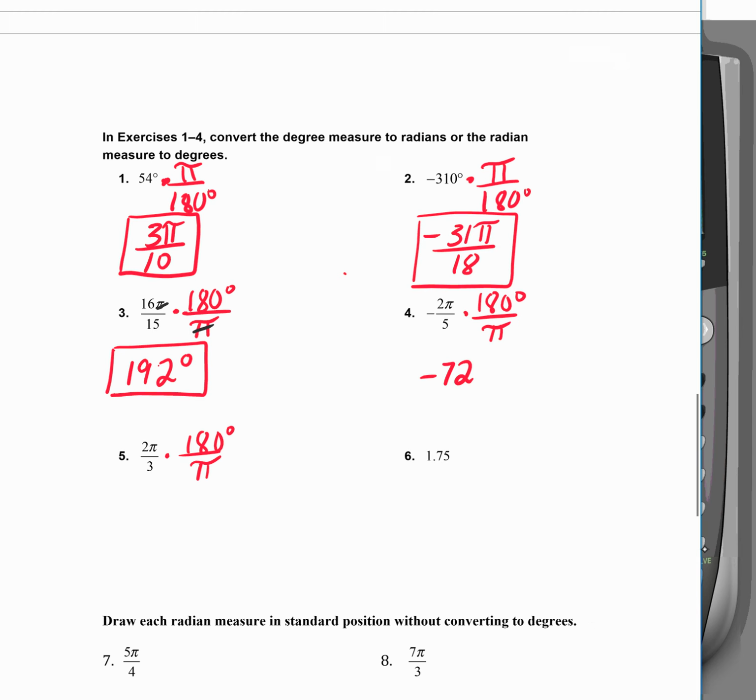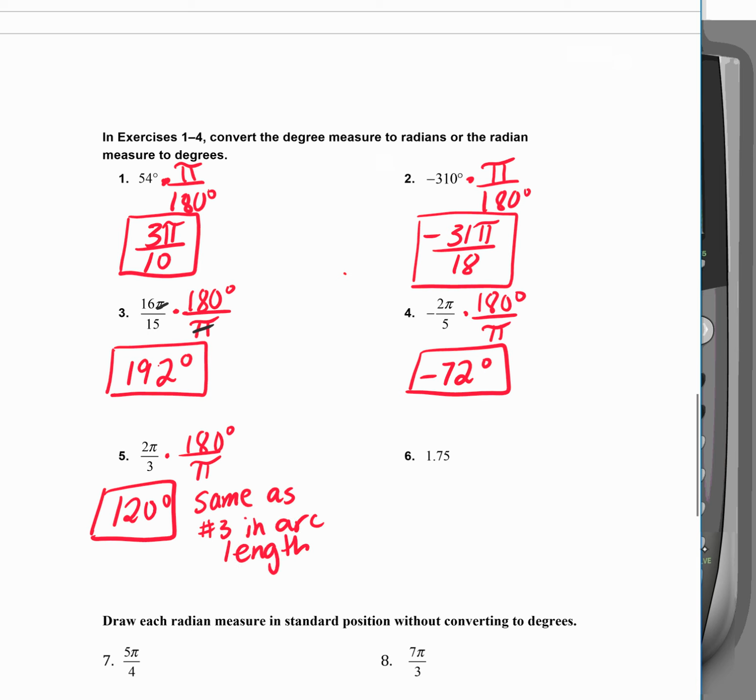This is negative 72 degrees and 120 degrees. If you look back even to the beginning of the notes here, this was the same answer that we got from number 3 when we were working on arc length earlier. So when we had the 2 pi over 3 and the 120 degrees, they matched up when we were looking for arc length. So that just also kind of confirms that the radian measure is your arc length.